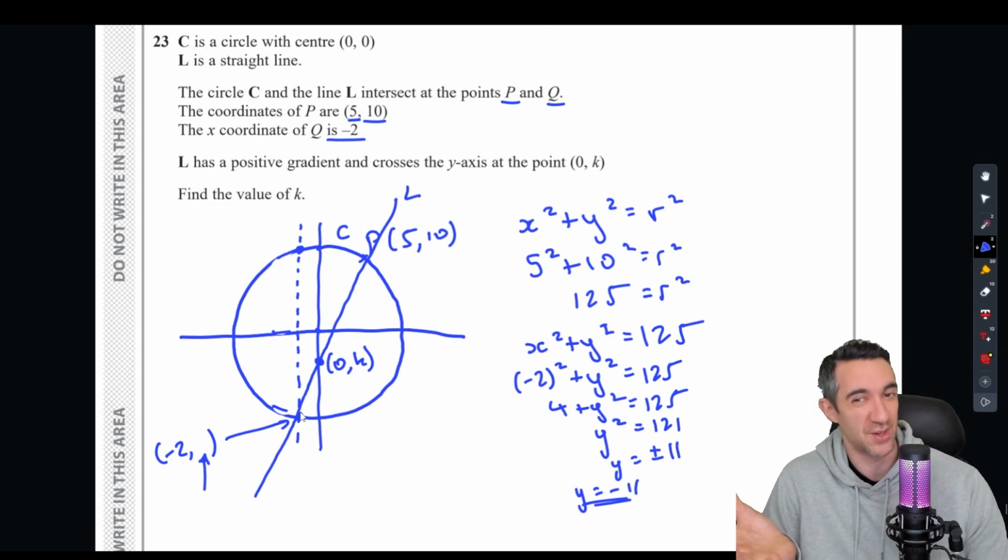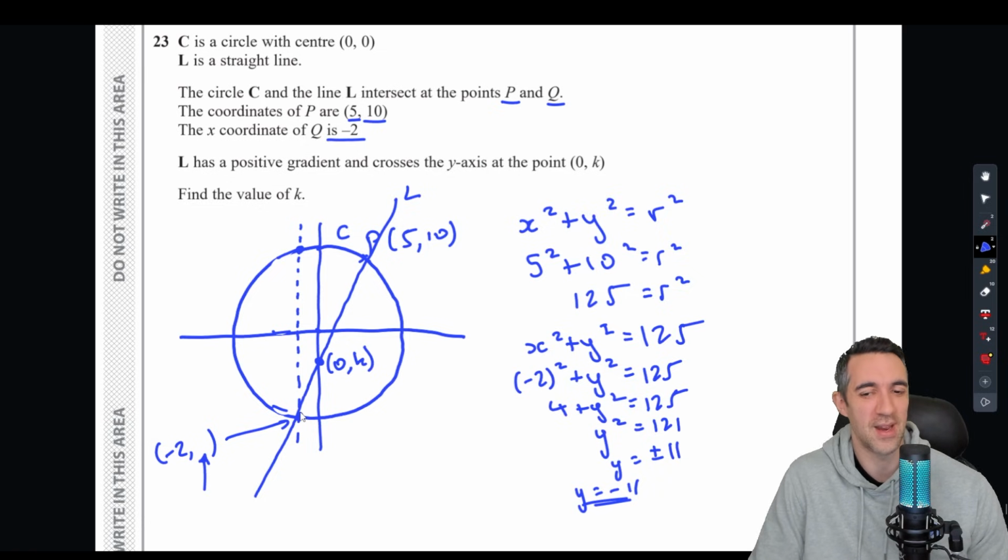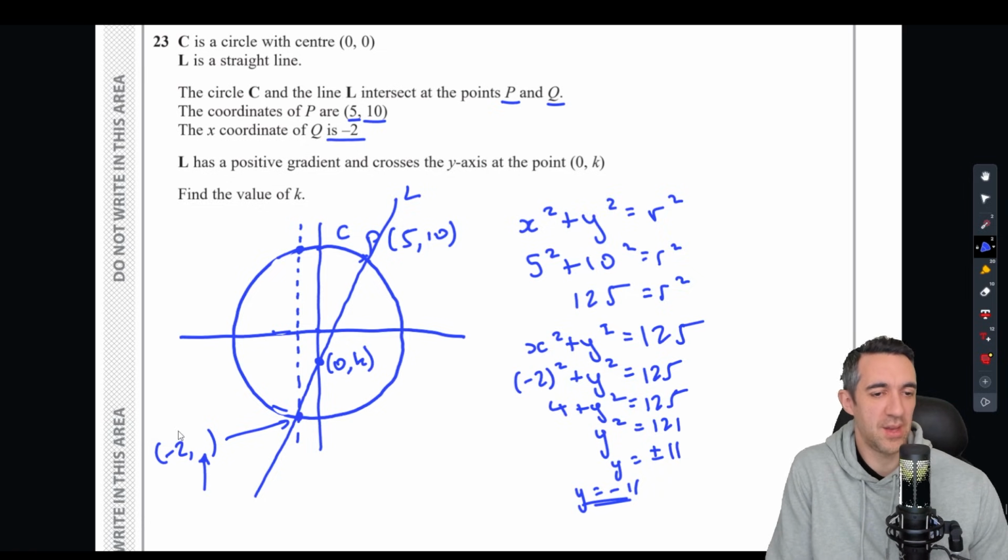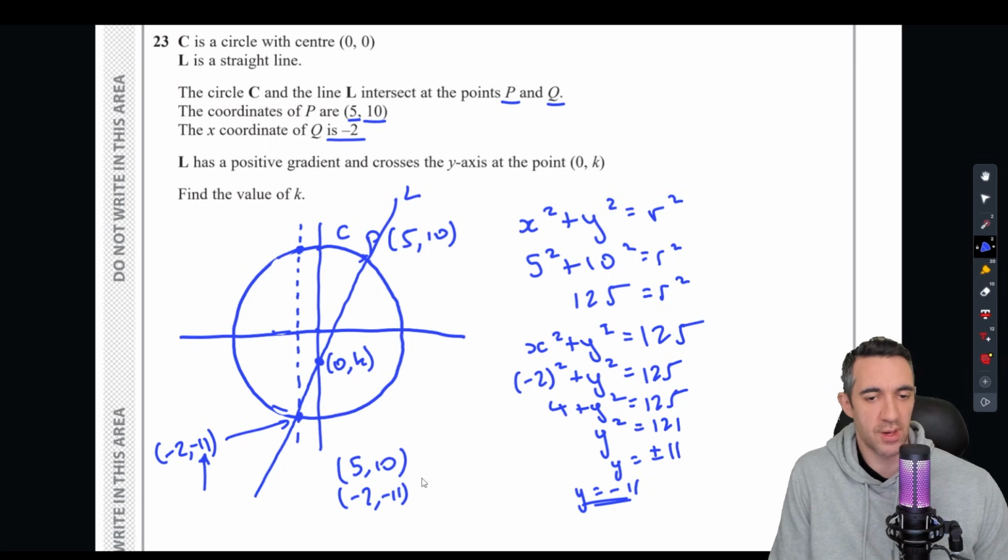Sometimes all the stuff they give you in a question doesn't really make sense until you start doing stuff and you're like, oh, right, okay, I get it now. So it works. This point down here is -2, -11. That means I can now find the equation of this line. My two points are 5, 10 and -2, -11, so I can find a gradient.